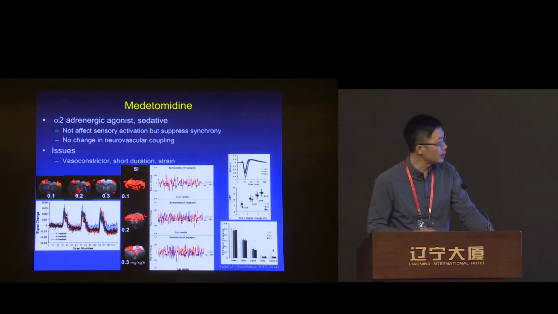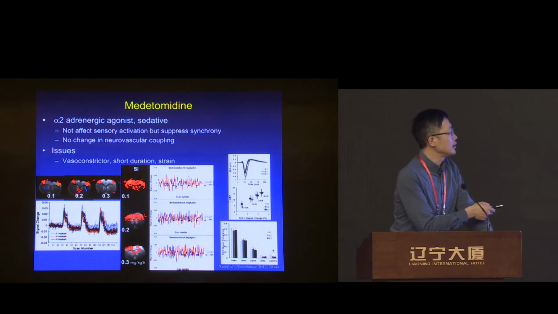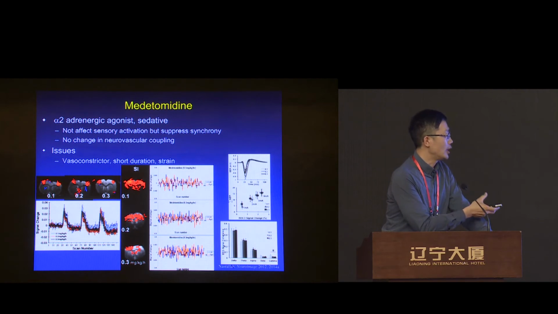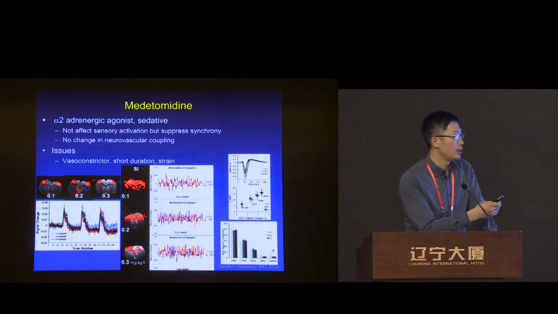But this drug also has a certain vascular effect, which is vasoconstriction. So it works opposite to isoflurane, which probably also helps boost the BOLD response. The trouble is that it has a short action period, so usually you have to do your experiment fast. And it also has a strain dependency. In our preliminary study, we found that, for example, the FVB mouse doesn't respond to medetomidine at all.